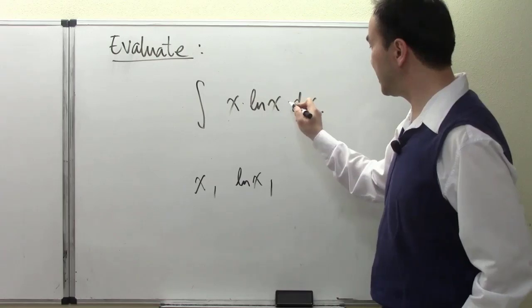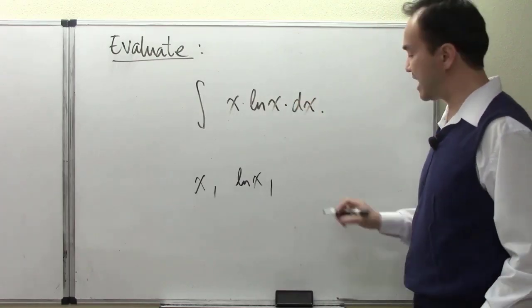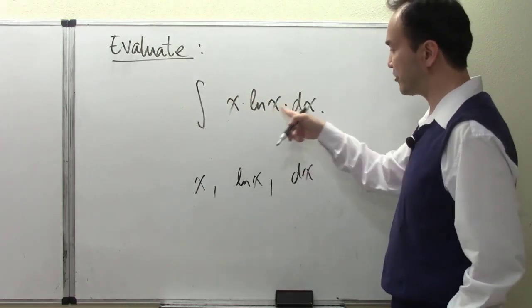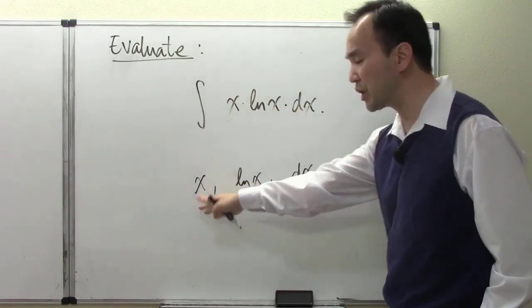And then all of these stay in a product with the dx differential. So altogether, we're looking at a product here. This x, natural log of x, dx right here is a product of three separate factors.